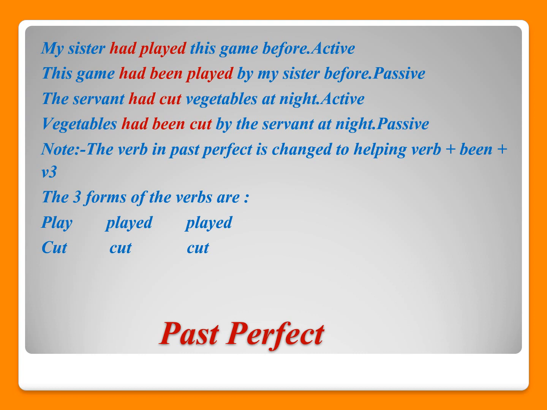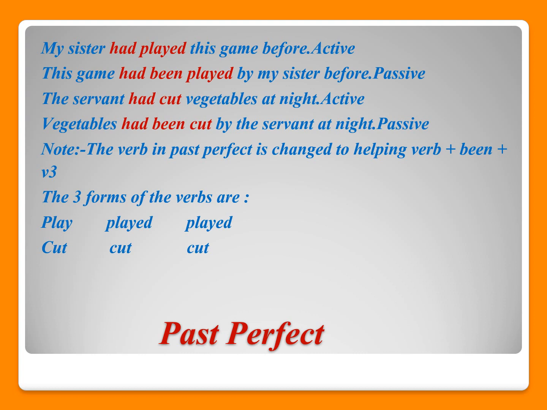Now let us see the past perfect form of sentences. My sister had played this game before. This game is the object here which is moved to the first place. This game had been played by my sister before. As I had told you, whenever there is a perfect tense in active voice, we need to add BEEN between the helping verb and verb third form in the passive voice.